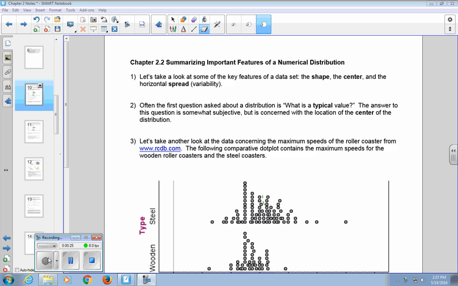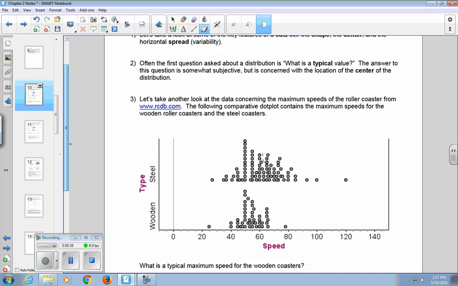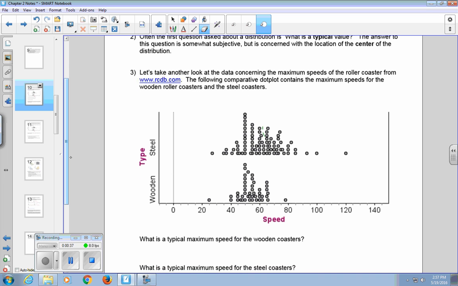So number 2, often the first question asked about a distribution is, what is a typical value? The answer to this question is somewhat subjective, but is concerned with the location of the center of the distribution. Let's take another look at the data concerning the maximum speeds of the roller coasters from www.rcdb, rollercoasterdatabase.com. The following comparative dot plot contains the maximum speeds for the wooden roller coasters and also the steel coasters.